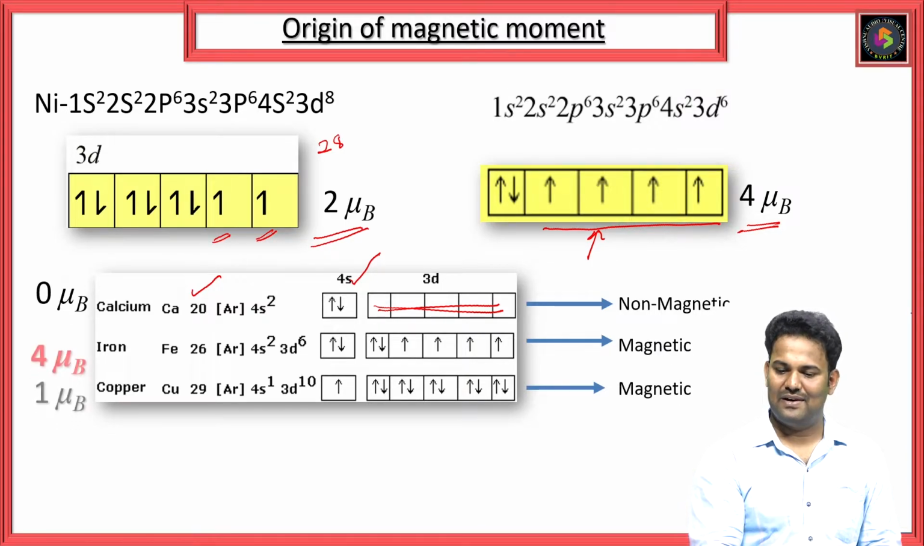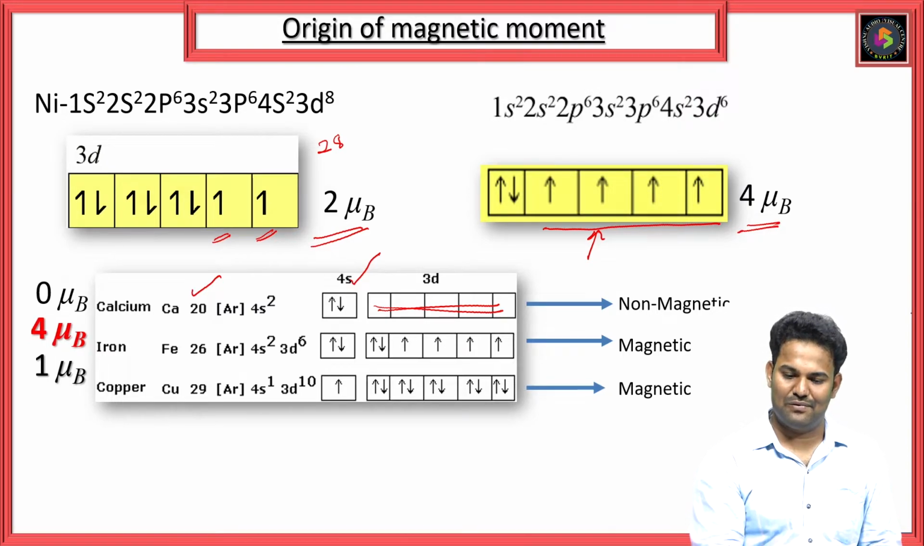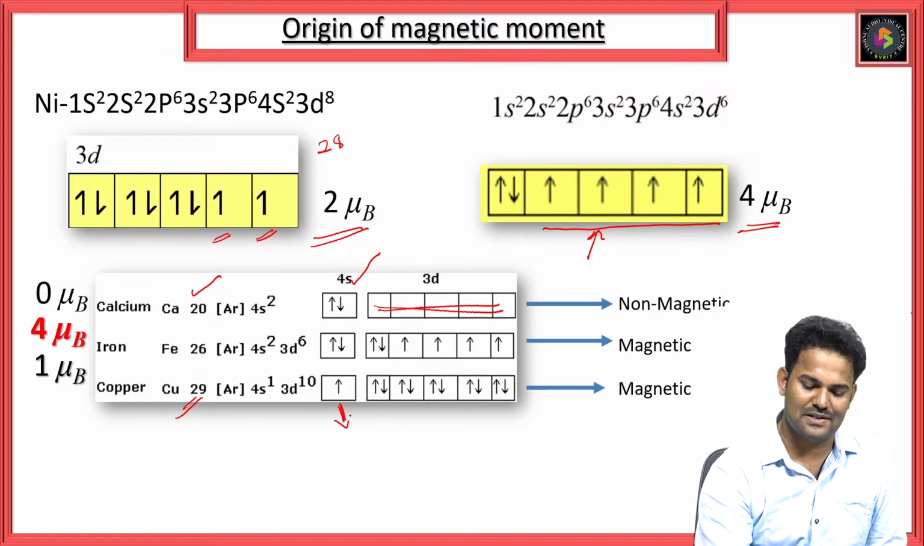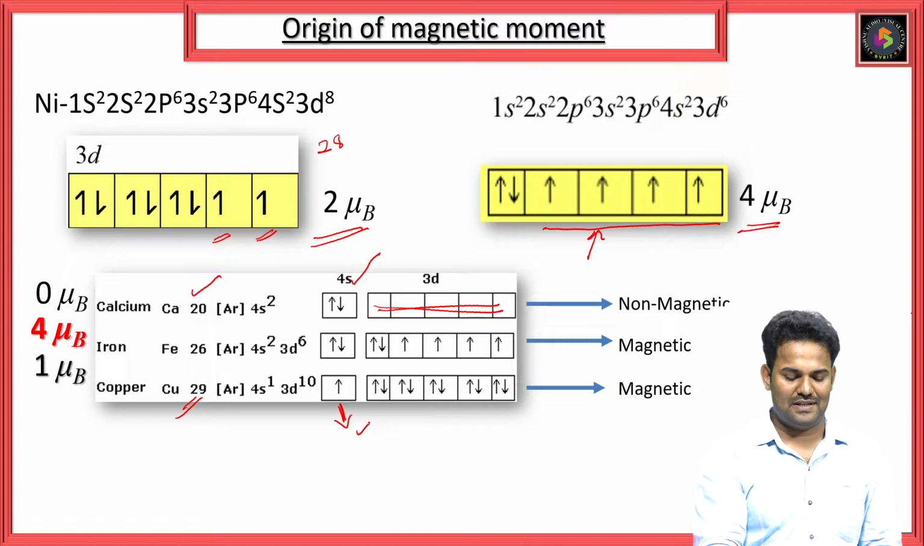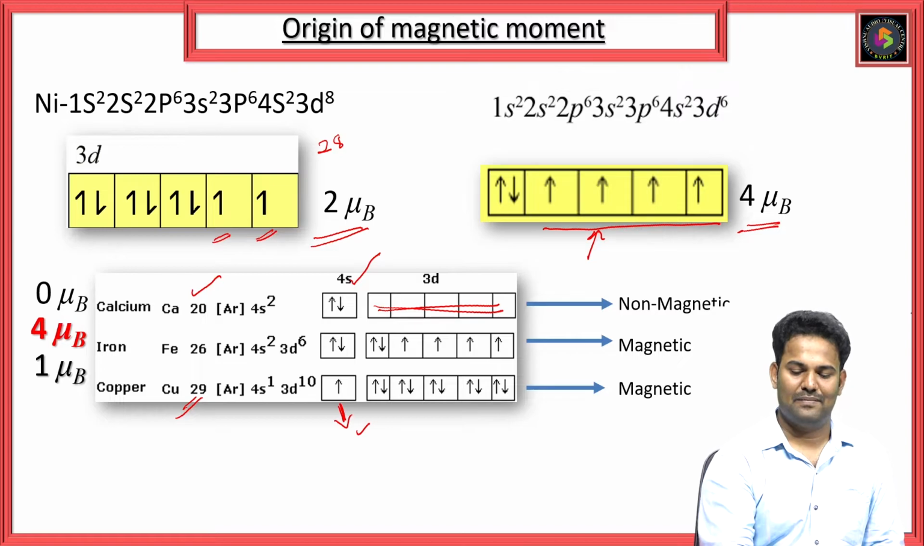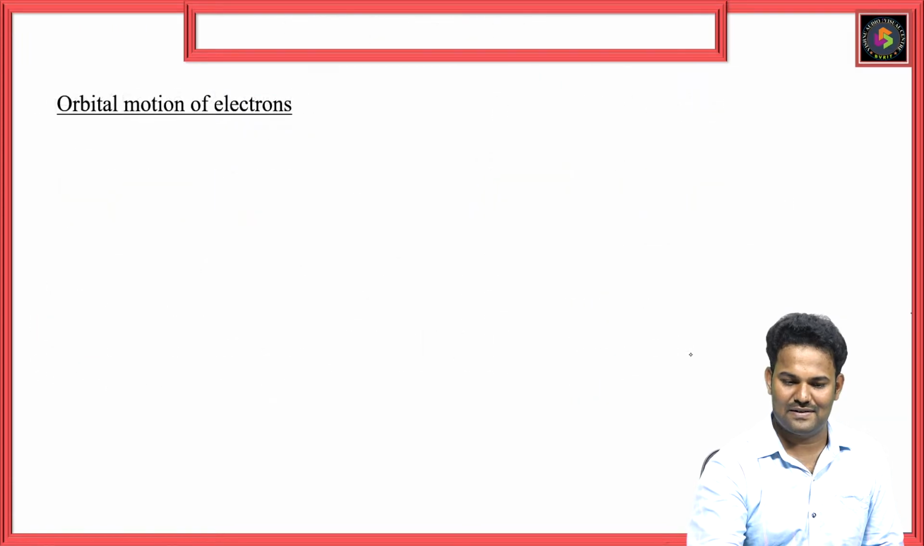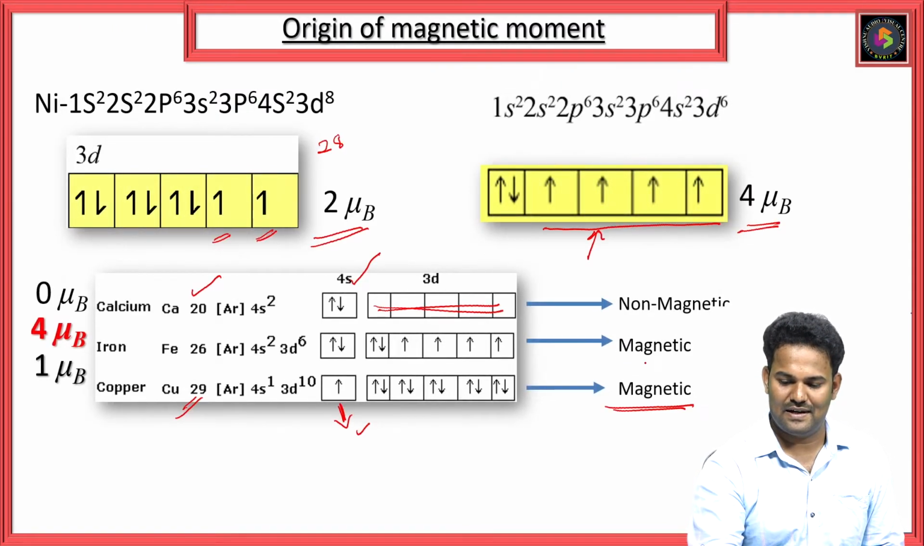Coming to iron, we have already taken 26, with 4 mu b magnetic. And copper has atomic number 29, so its configuration is 1s2, 2s2, 2p6, 3s2, 3p6, 4s1 and 3d10. There is one electron vacancy in the s orbital. So the magnetic nature of copper is very little compared to iron. The iron is ferromagnetic in nature, which has a high moment.